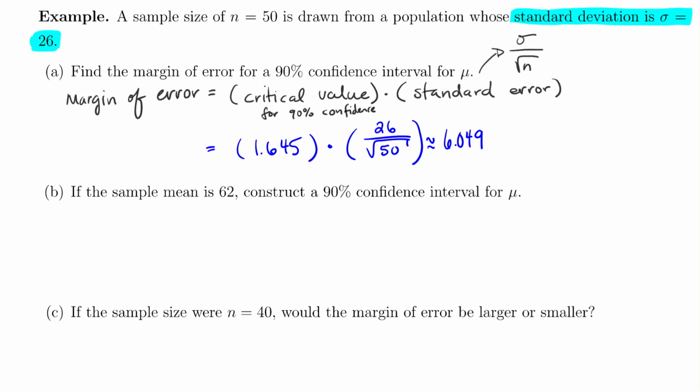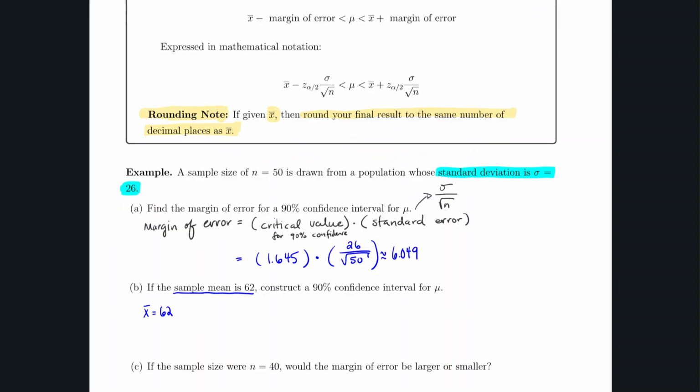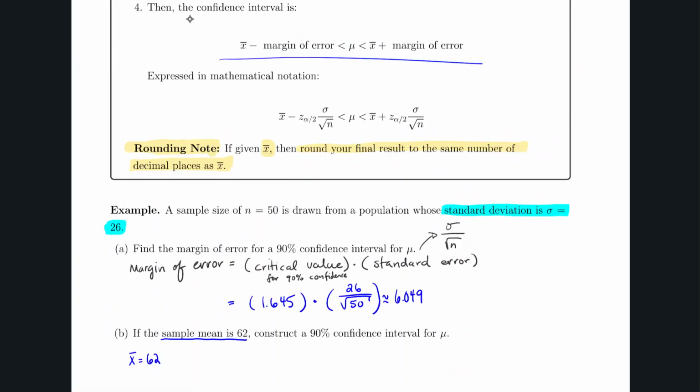Now it tells us the sample mean is 62, so from this phrasing, we will want to write on our scratch piece of paper, they're telling us x bar is 62. Construct a confidence interval for the mean population mu. Now I've zoomed out so that we can see our formula here. It tells me the confidence interval is always x bar minus the margin of error. So I could say my x bar is 62 minus my margin of error 6.049 is less than mu, is less than 62, my x bar again, plus now the margin of error.